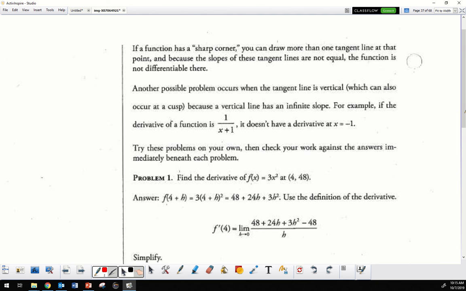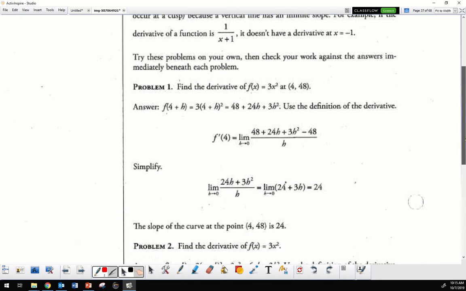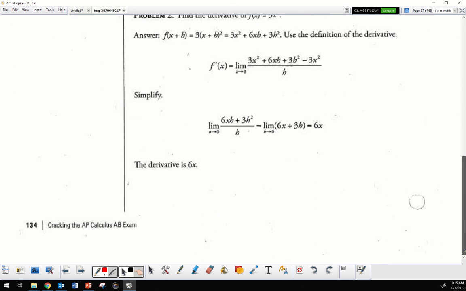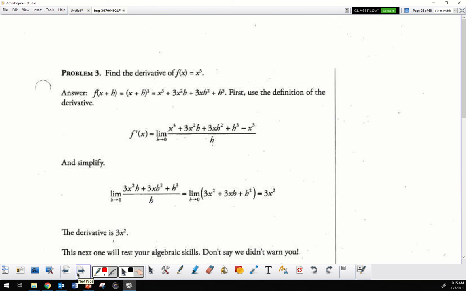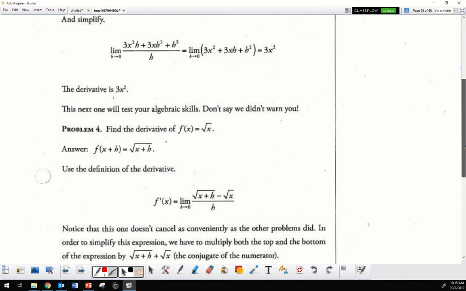Where's the problem I was looking for? Nope. Don't want to do it. Nope. I wish I could do that, but no, I don't want to. Nope. Okay, here's the one.